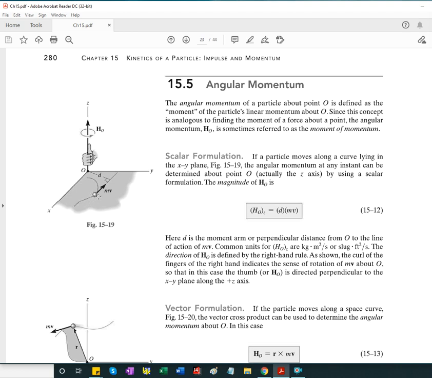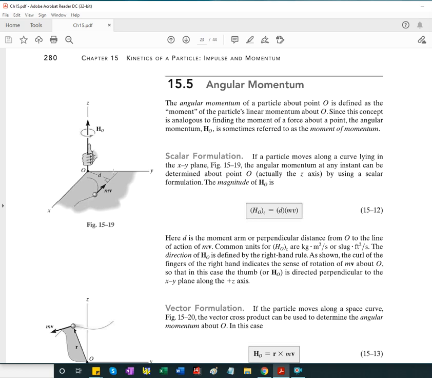So there you have a particle of mass m traveling with velocity v. Momentarily, the velocity is the vector v as shown, and you measure the distance to the axis or to the point about which you evaluate the angular momentum.